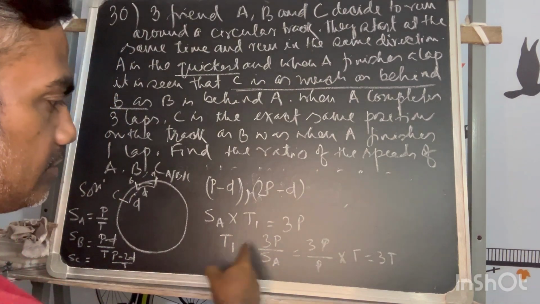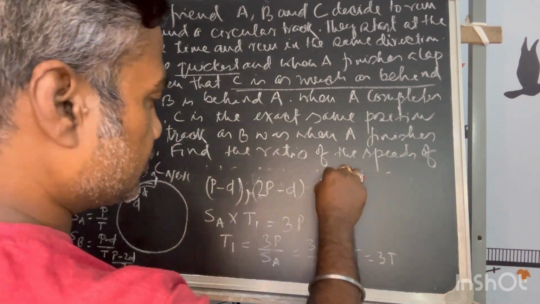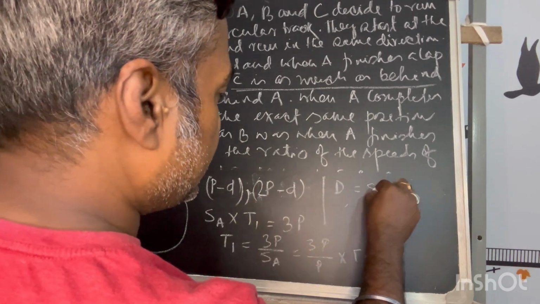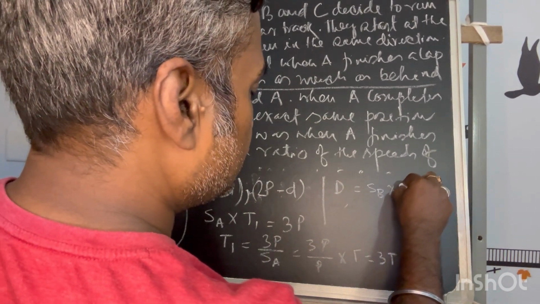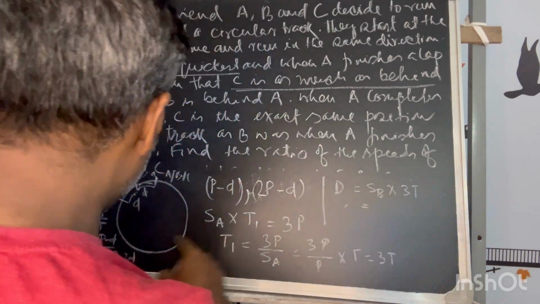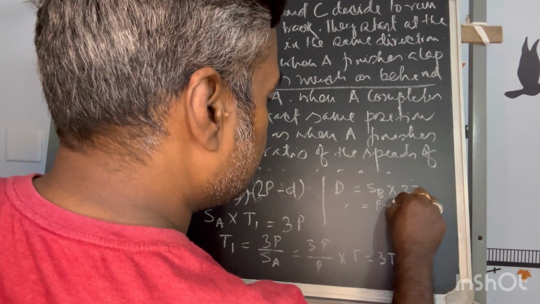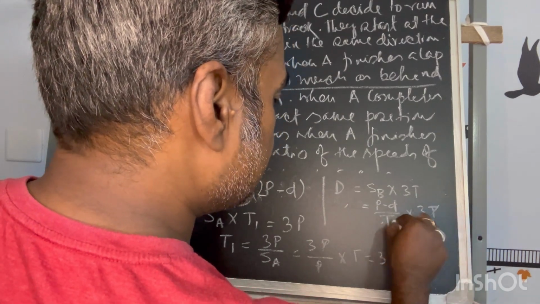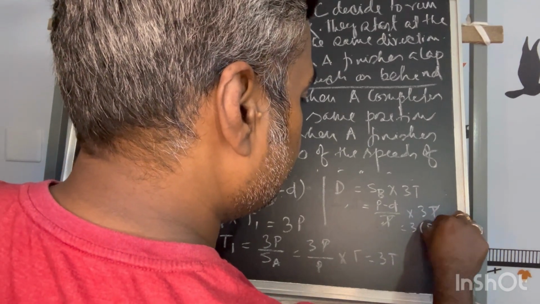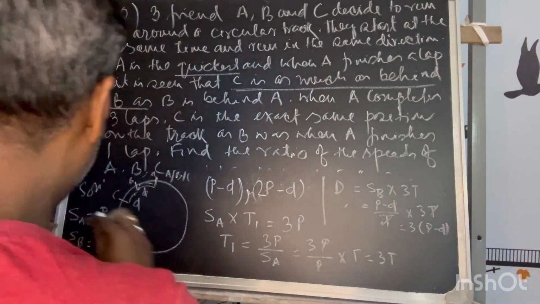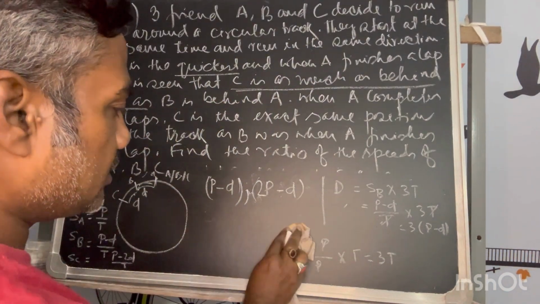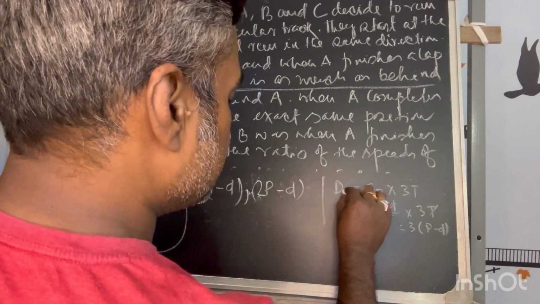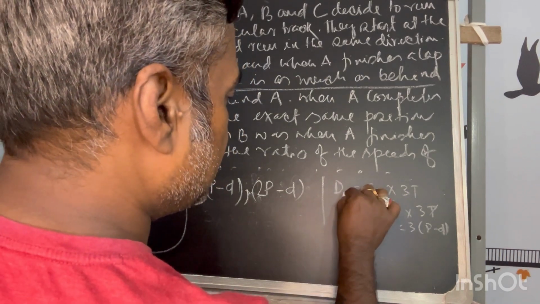Now this T1 will be applicable for all these three. So for B, what would be the actual distance? SB into 3T. So SB is equal to what? P minus D by T into 3T. So T will be cancelled out, and it will be 3 into P minus D. And for this, you have understood. So this is SB's distance, DB, I can assume.